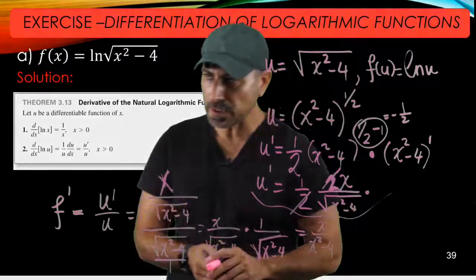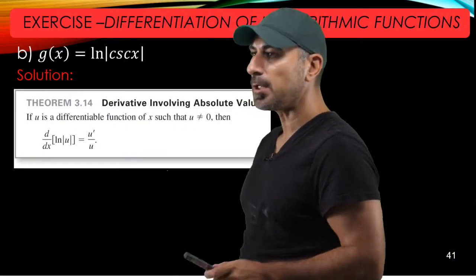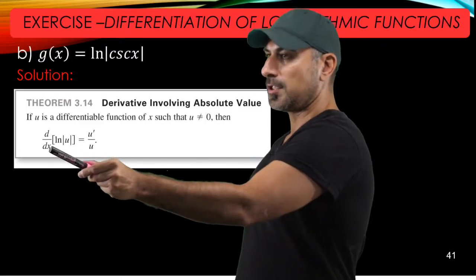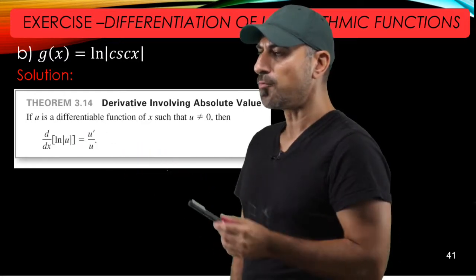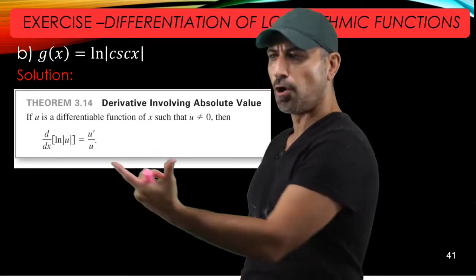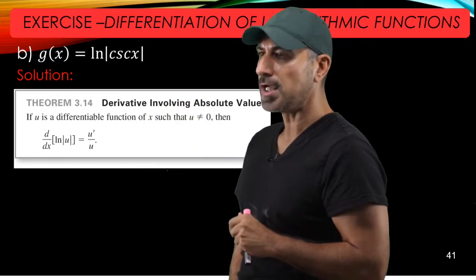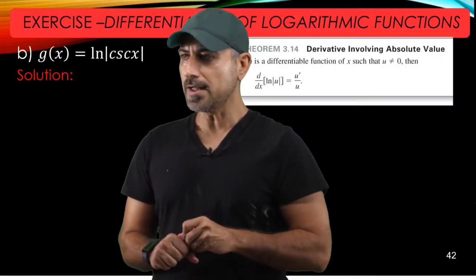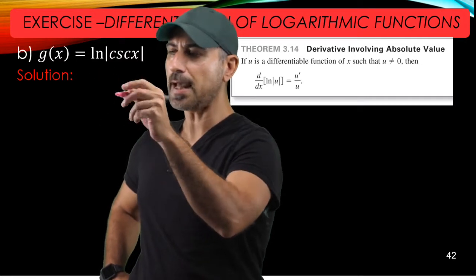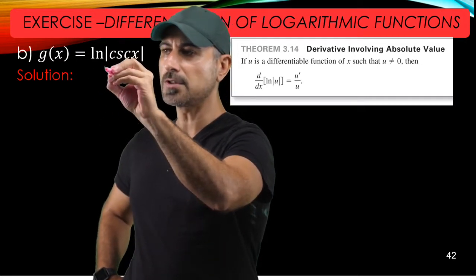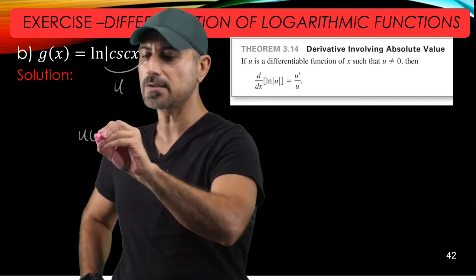Let's move to part B. For part B, we're going to use another formula that we have in our lecture notes. So this derivative is equal to u prime over u. Essentially, this is not really different from what we had in part A. The formula works exactly the same way. All we need to do is have the right labeling. So let's start. All I need is to label u. In this problem, u is inside of the absolute value. So in other words, u of x is equal to cosecant of x.